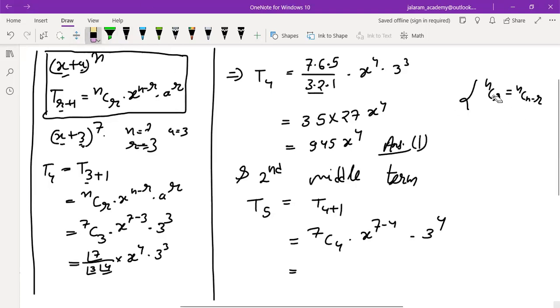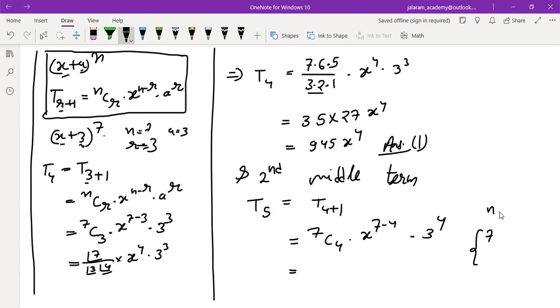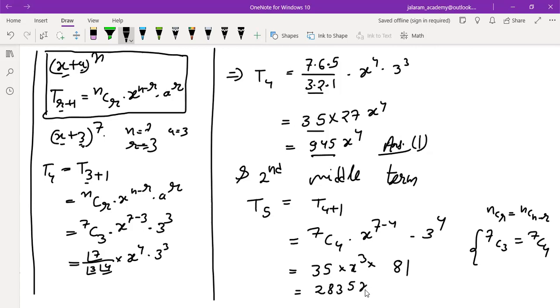Is that clear to you? We have discussed in previous sessions that nCr equals nC(n minus r). So 7C3 will be equal to 7C4, and the value of 7C4 we have calculated as 35, into x cube into 3 to the power 4, which means 81. So we have to multiply with 3 more. This becomes 2835 x cube, which is the answer. Any doubt? Is there any doubt?